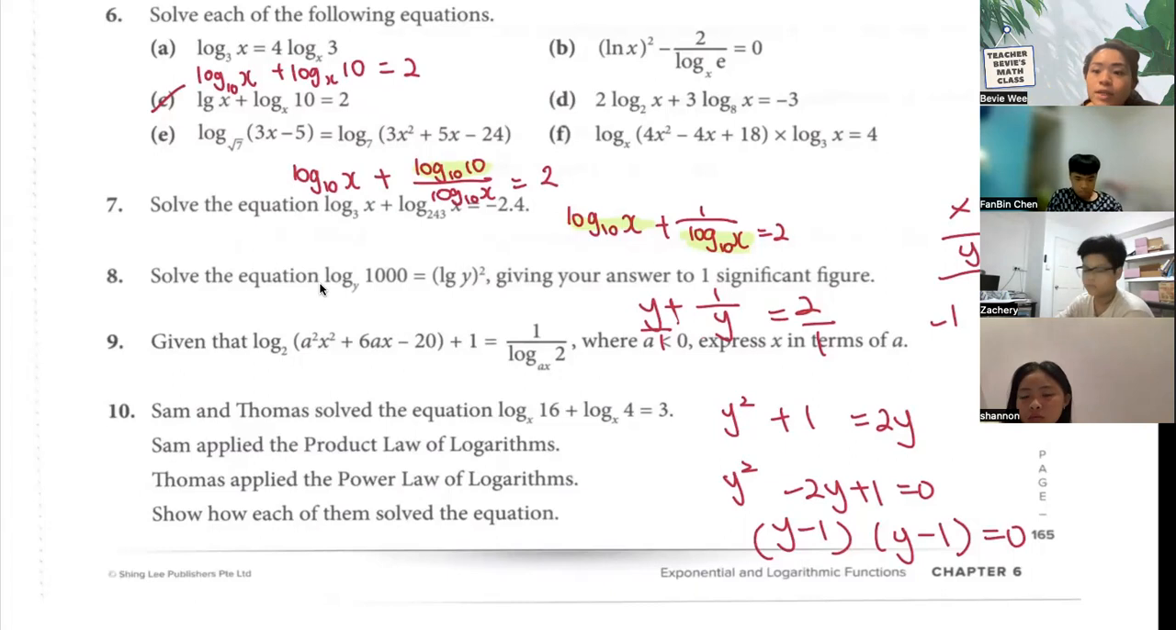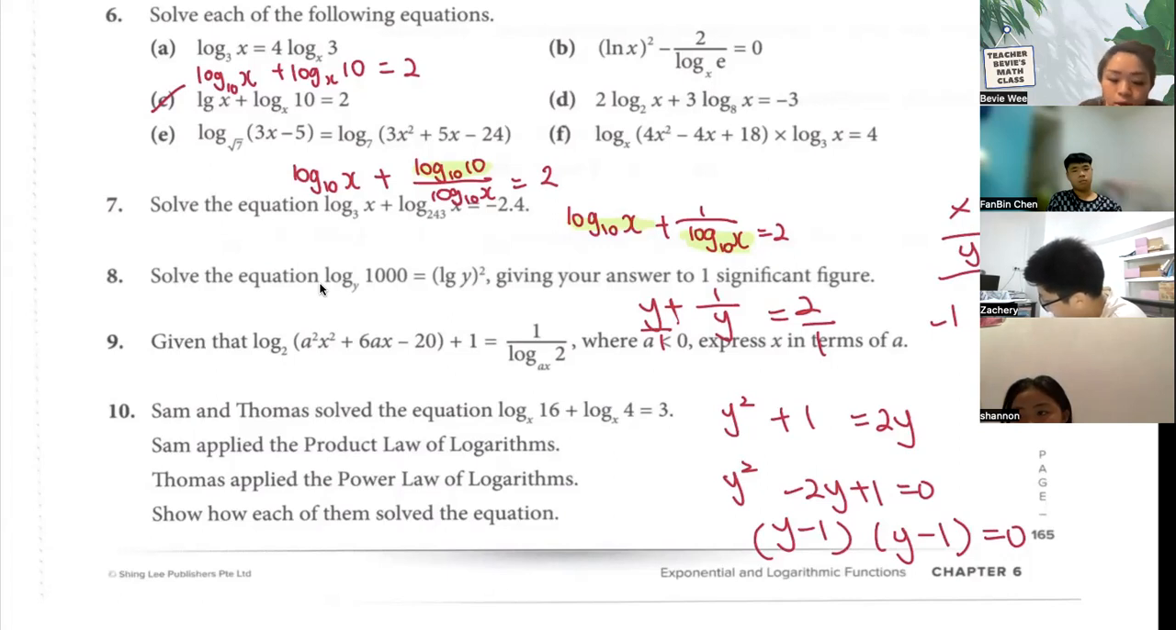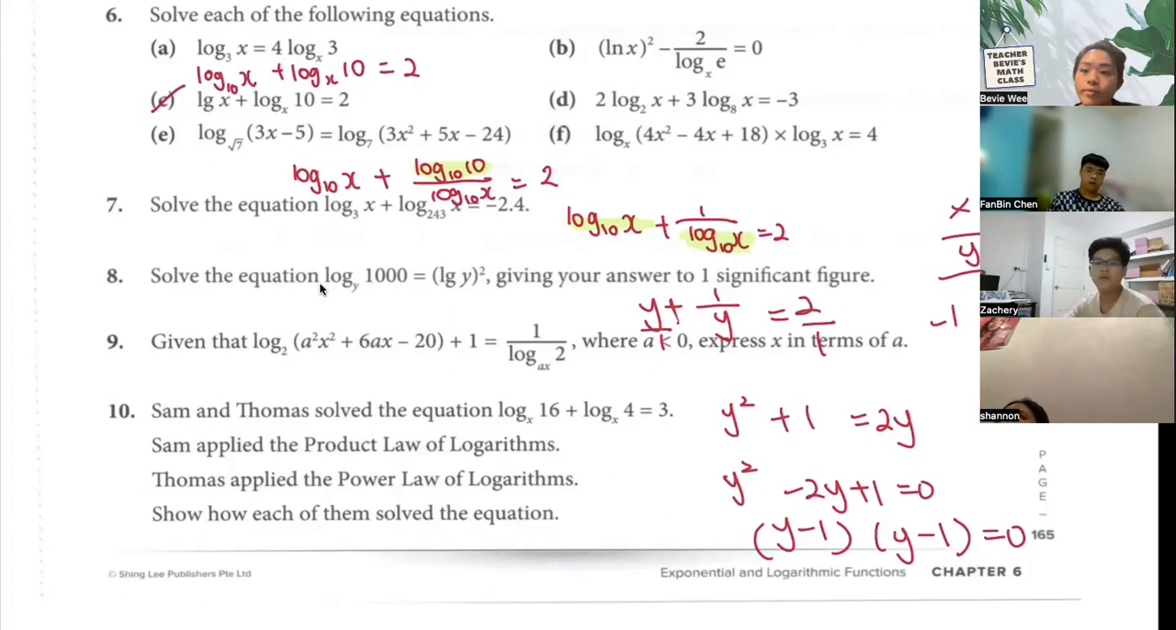So this substitution will only work if you are only left with this one unknown that is exactly the same. Can see? If this side is 3x, then it doesn't work already, because it will be y plus 1 over y equals 3x. You cannot be dealing with so many unknowns in one single equation. Can I understand?